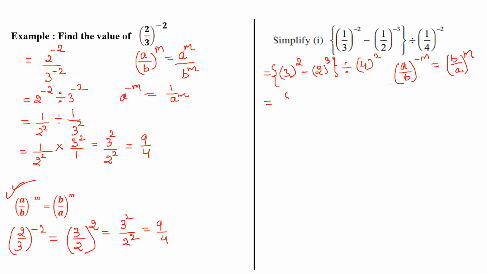Now we are going to solve it. So 3 square is 9, 2 cube is 8, that divided by 4 square which is 16, and 9 minus 8 is 1. So 1 divided by 16, you will get your answer as 1/16. So remember this law because when I solve the exercise questions, I am going to use it.